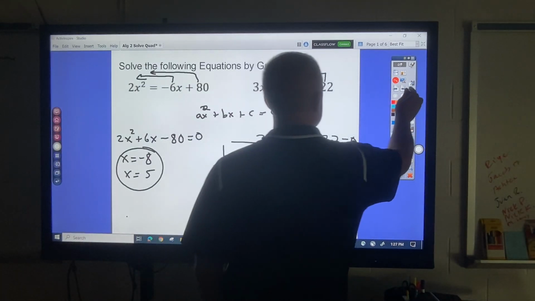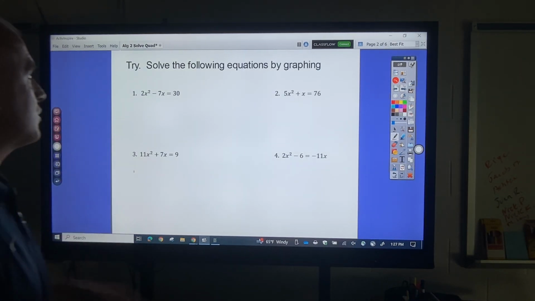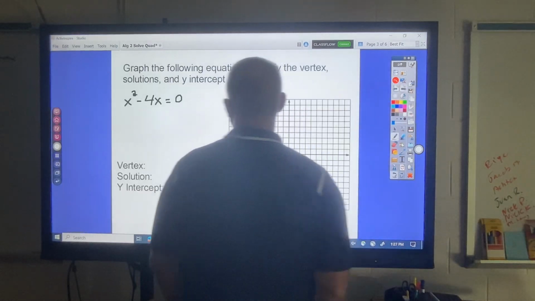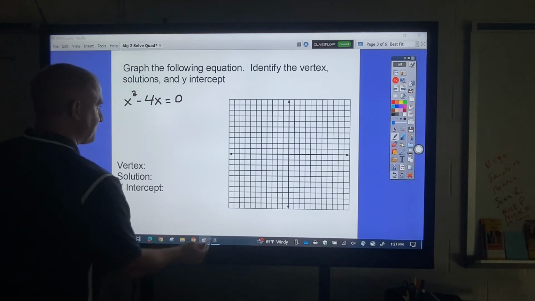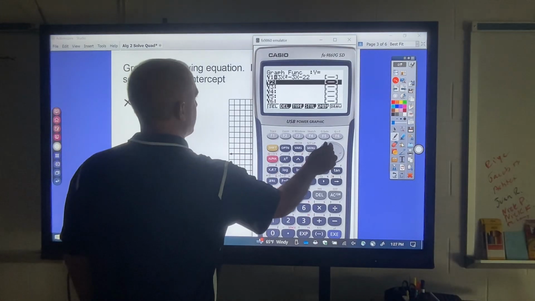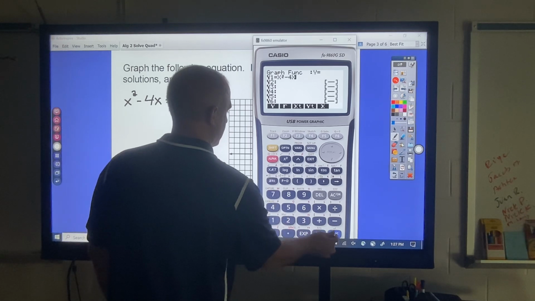All right, so you go ahead. This is calculator practice. Go ahead and find the solutions by graphing. Now it says graph the following equation. Identify the vertex, solutions, and y-intercept. So what I'm going to do is come into here. I'm going to type in x squared minus 4x.